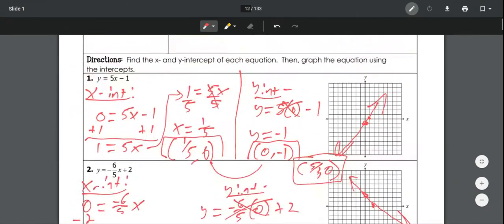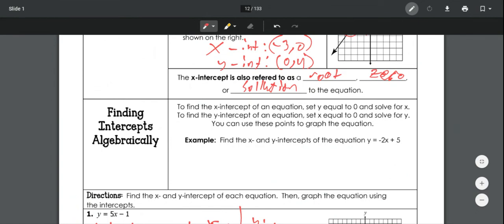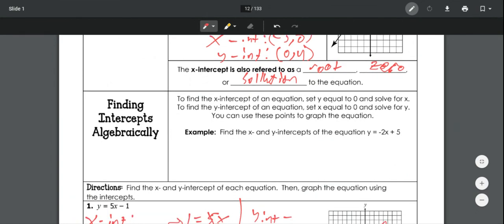So x and y intercepts, pretty easy stuff. Just remember, if you're looking for x, x must be in your equation that you solve for. So if you're looking for x, you got to plug in 0 for y. And then if you're looking for y, you got to plug in 0 for x.